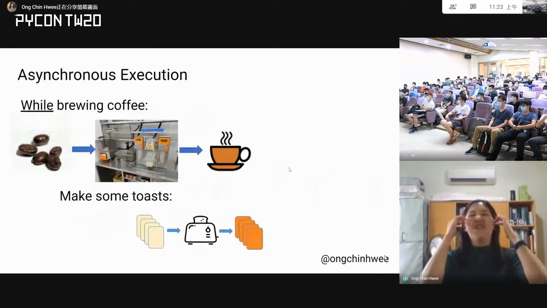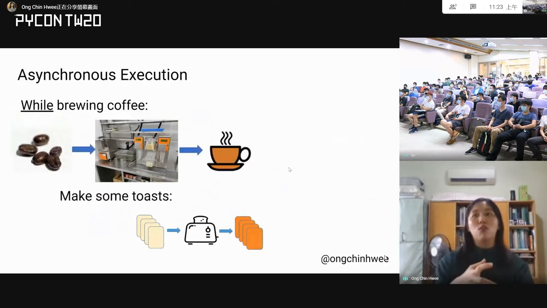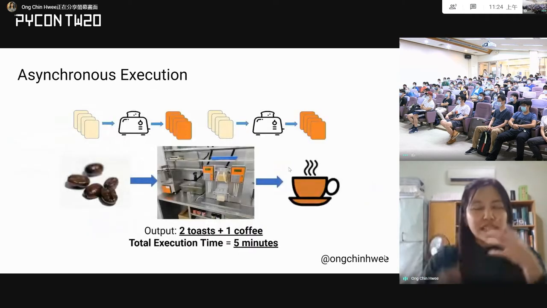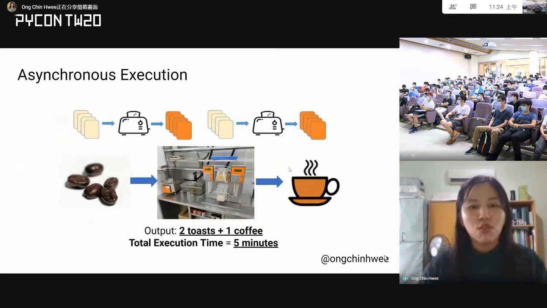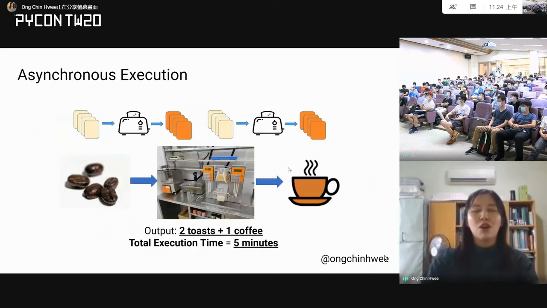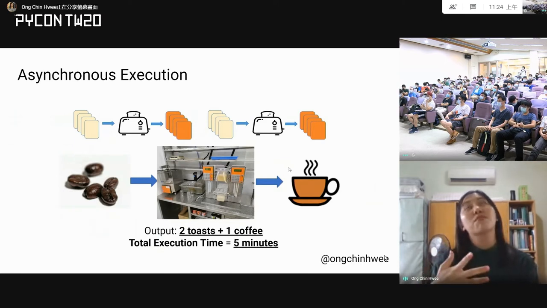So we need an even better way to organize how we make our breakfast sets. While we brew the coffee, why don't we make some toast? In the asynchronous execution mode, the workflow will look like this. While you're spending the time to make the coffee, you make two slices of toast, and the total execution time will be 5 minutes. That will be a savings of about half.